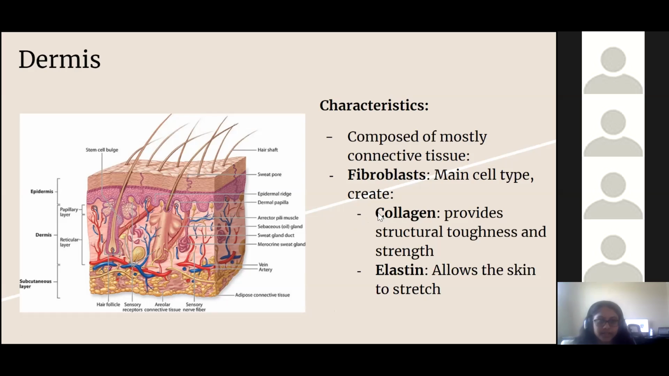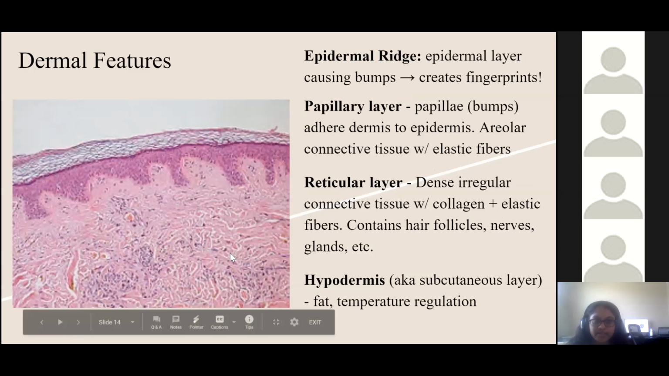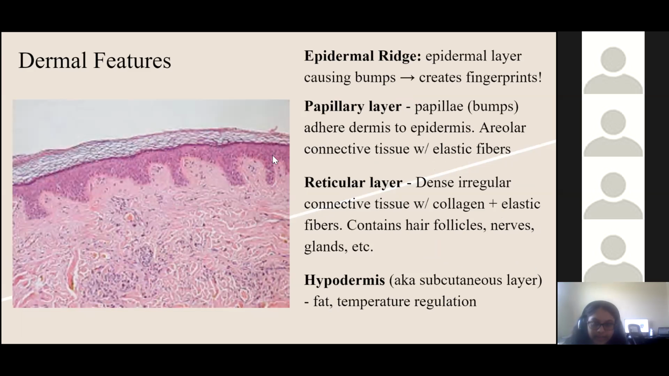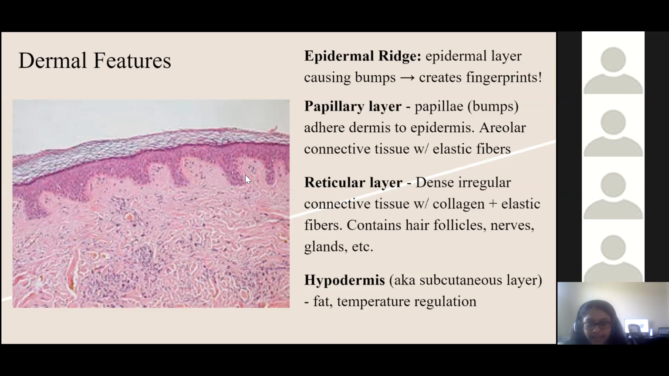Okay, I'm gonna go to the next slide. So here's a bit more of the layers of the dermis. Before I was talking about the epidermal ridge, it's over here. It's this thin layer that causes the fingerprints. So below that, you see these little bulb-like structures. That's the papillary layer.